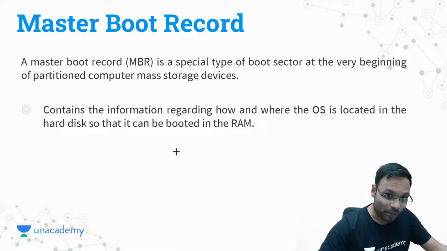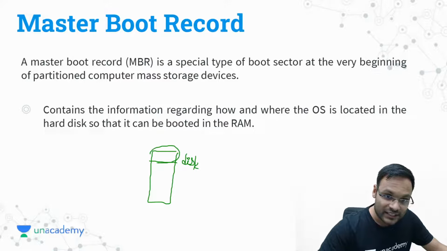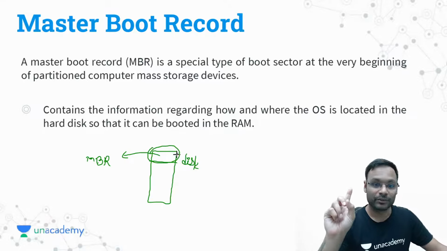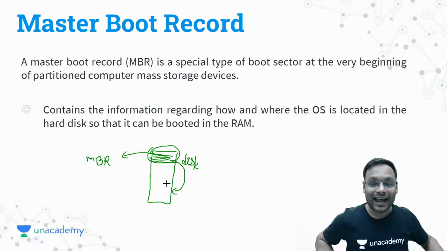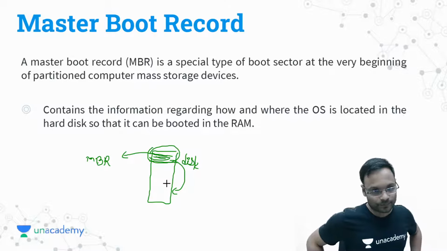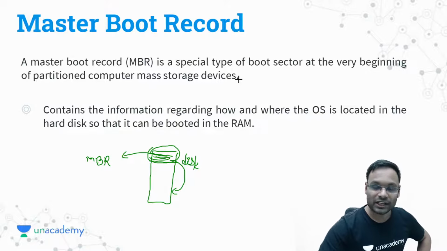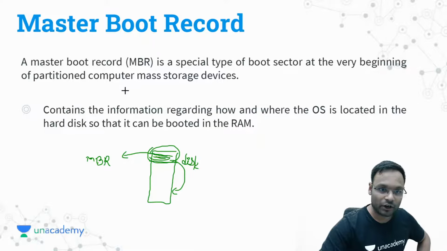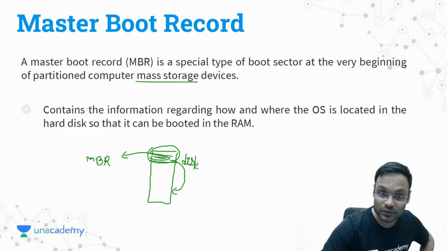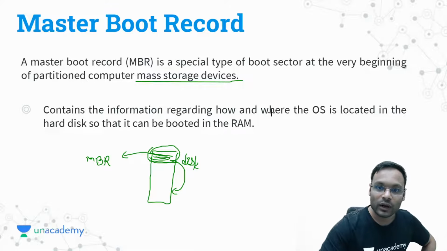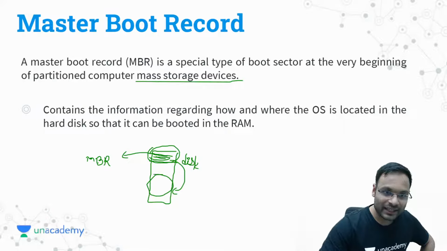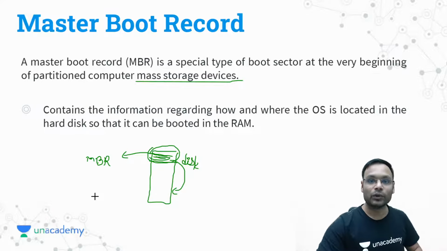So what happens is, in your disk, on the very first sectors, there is a record stored which is called MBR. That MBR stores the information about which partition of your disk, and where in sector and track, the actual operating system is stored. So a master boot record, MBR, is a special type of boot sector, the very first sector at the very beginning of the partitioned computer mass storage device. Mass storage device means your hard disk. And it contains the information regarding how and where the operating system is located in the hard disk so that it can be booted in the RAM memory.